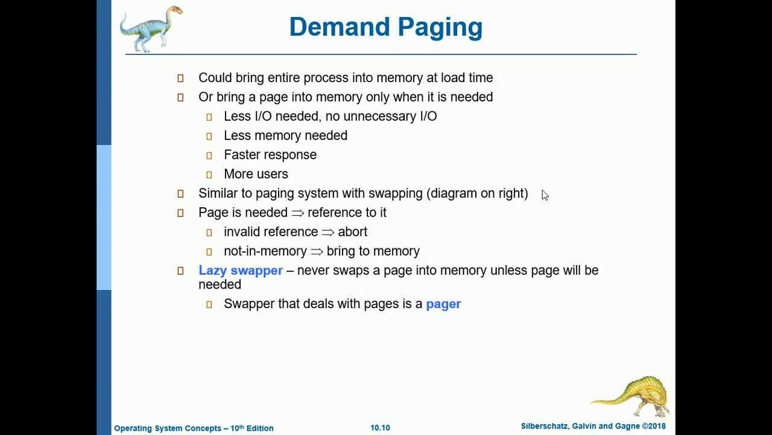Then if the page is needed, you need a reference to it. If it's an invalid reference, then you have to abort. And when it's not in memory, bring it into memory. So we have this lazy swapper, which never swaps a page into memory unless the page will be needed. A swapper that deals with pages is of course called a pager.